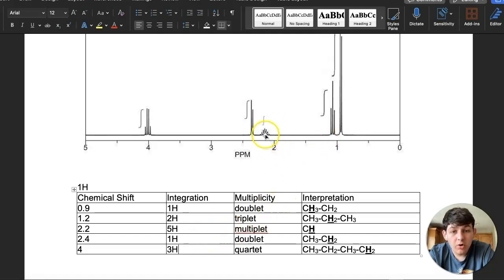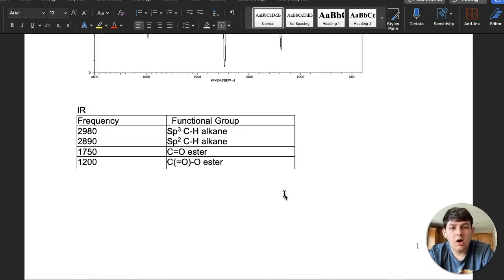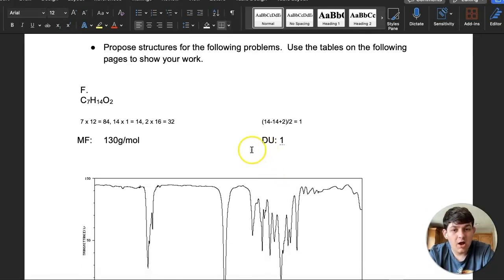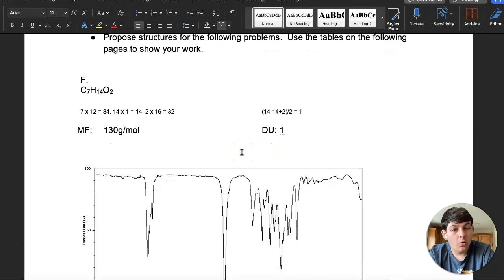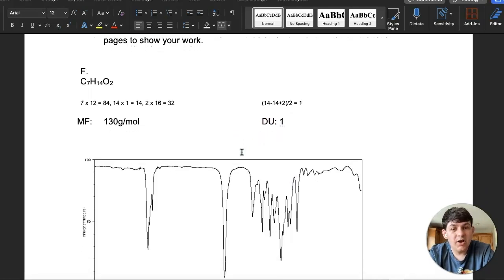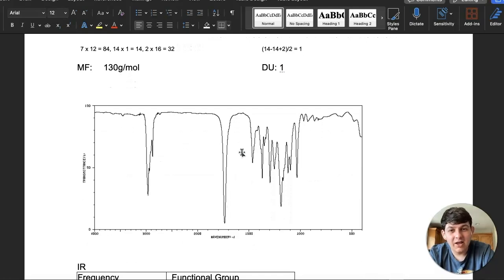With 2.2, that's a multiplet, my apologies, got that CH. At 2.4 right here, we have our doublet structure, so you have one on either side, CH3 to CH2 on those 2 peaks. And then finally at 4, we have our quartet, so we have all 4 of those laid out. So going back to our original degrees of unsaturation, we know there's only one pi bond or aromatic. We're not seeing any indication of an aromatic ring in any way, so we can just rule that out completely.